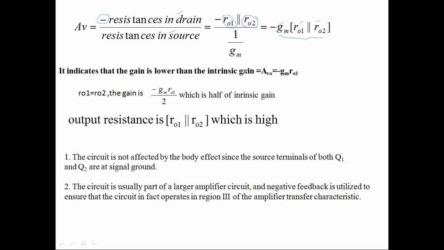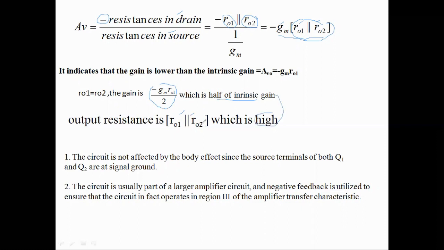Now, if you take ro1 equal to ro2, these two equal resistances are connected in parallel, so the effective gain becomes minus gm into ro1 by 2, which is called half of the intrinsic gain, where intrinsic gain is gm into ro1. Output resistance is ro1 parallel to ro2, which is high.